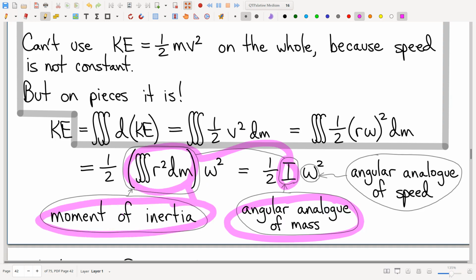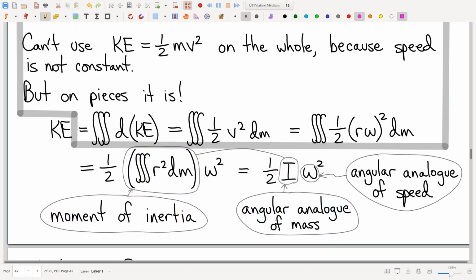Moment of inertia, computed with this formula, represented typically with I, plays a role kind of analogous to mass when you're talking about kinetic energy from an angular standpoint. Okay, that's the intuition for it. So let's talk about how to compute this.